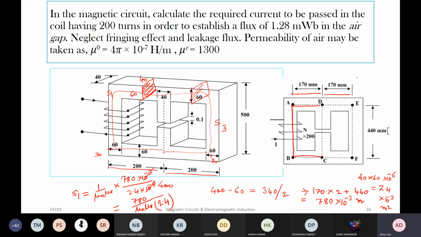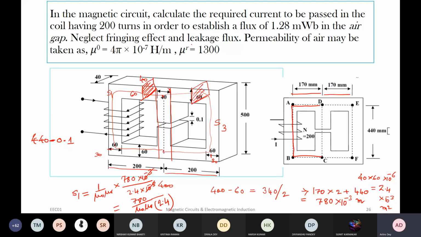For the central path, for this path, we have air gap as well as this. So total length is what for this path? You can again take the average thing, which is 440. So 440 minus 0.1. 0.1 mm is your air gap length. So 440 minus 0.1 into 10 to the power minus 3 meter is your length. Cross section area A equal to 40 into 40, because if you take cross section, this is 40, this is also 40. So 40 into 40 into 10 to the power minus 6 meter square.